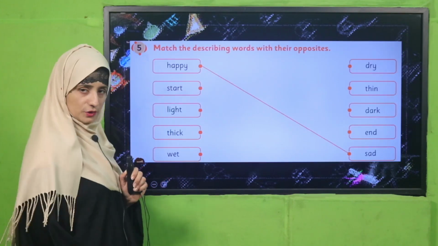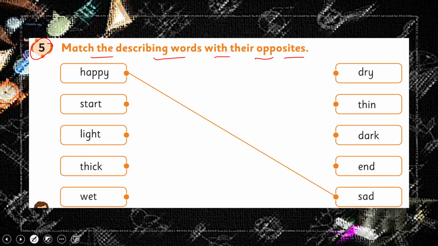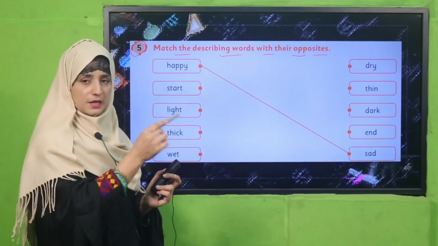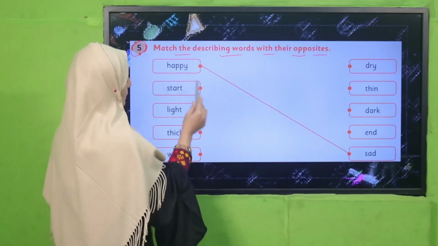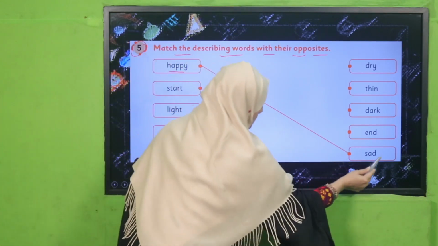So, next is another question for you. Question number 5. You have to match the describing word with their opposites, as we did in our example, big pencil and small razor. So, big and small. In this way, you have to match. Question example is for you, happy, sad.